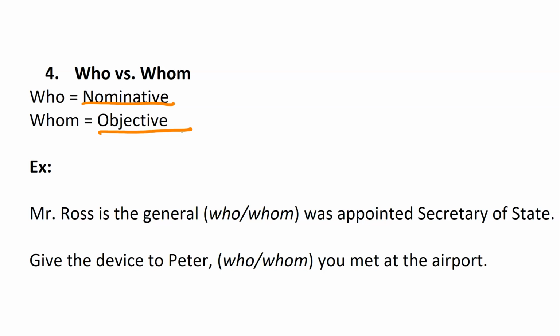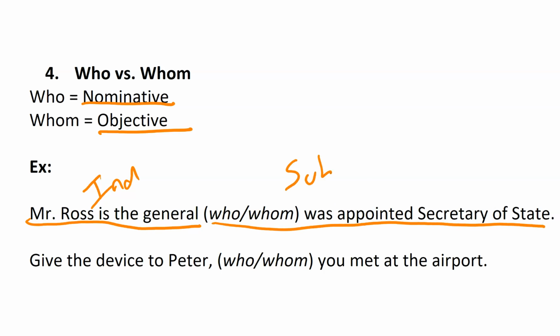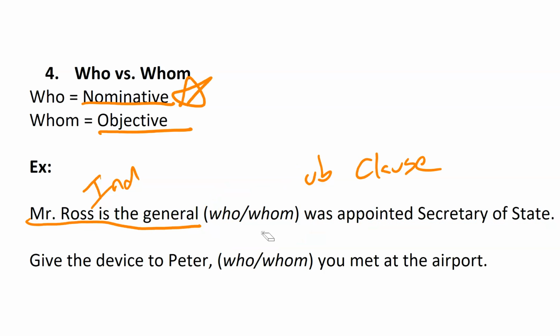Example 1, Mr. Ross is the general who or whom was appointed Secretary of State. Mr. Ross is the general is a clause by itself. This is an independent clause. Who or whom was appointed Secretary of State is a subordinate clause. And all clauses have a subject and a predicate. In this case, clearly one of those words will be chosen as the subject of that clause. So if it's going to be the subject, it has to be the nominative. Therefore, the answer here is who.